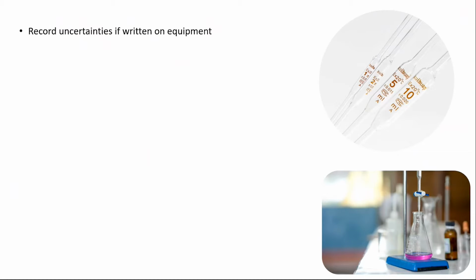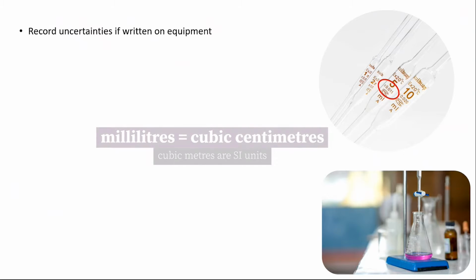When carrying out your experiment, it is good practice to keep track of the uncertainties of the equipment as you go. If the equipment has an uncertainty value written on it, use it. The 5 milliliter volumetric or bulb pipette on the right has an uncertainty of 0.15 mL. Milliliters are the same as centimeters cubed, by the way, and you may wish to use cubic centimeters since the SI unit for volume is cubic meters.